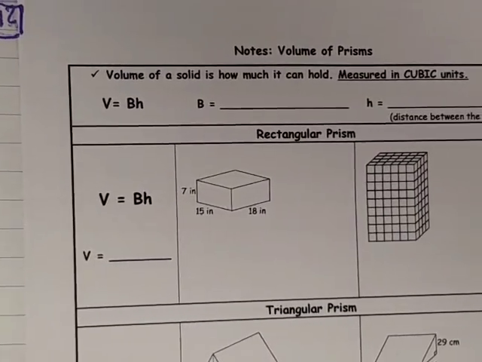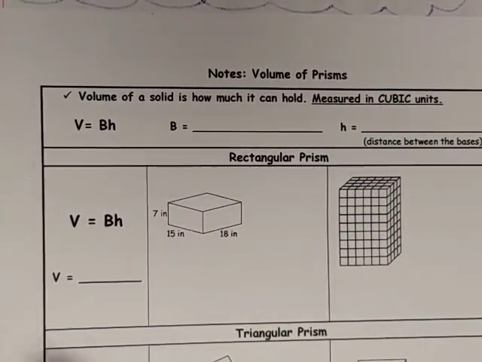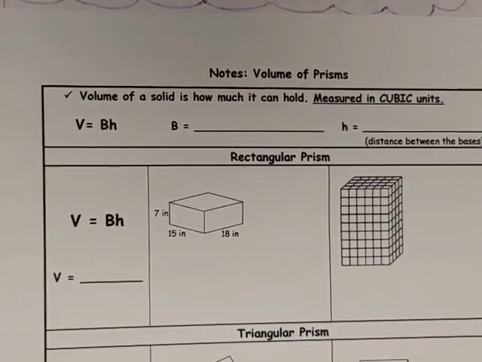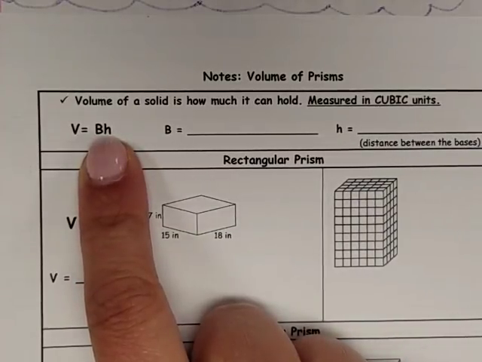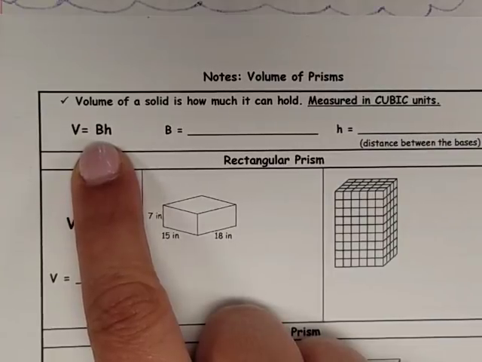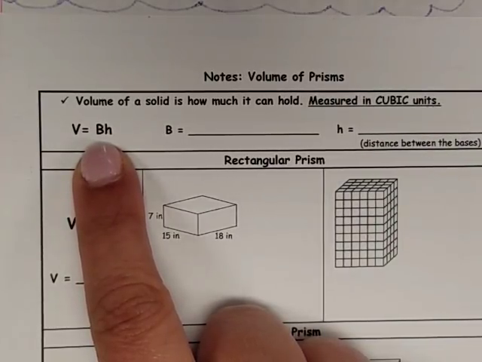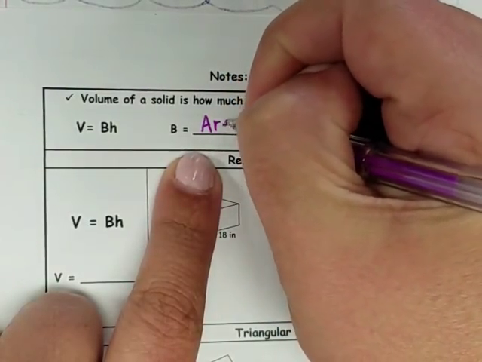Last year in 5th grade, you guys really focused on volume of rectangular prisms. And what I'm going to do is break down where you got the formula of length times width times height. Because volume is actually the same formula for almost every shape, because the big B doesn't just stand for the base length, it stands for the area of the base. So big B is area of base.